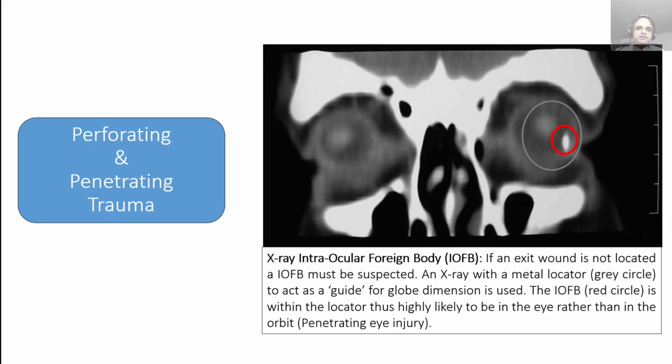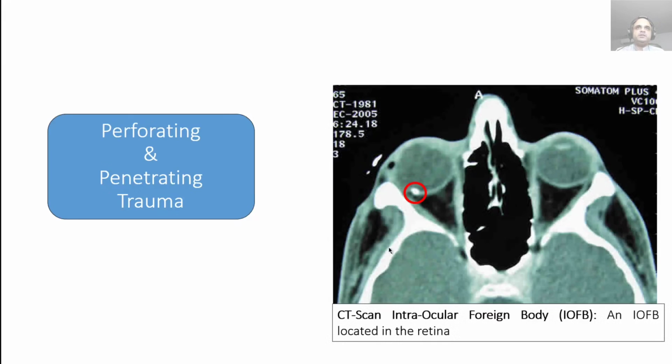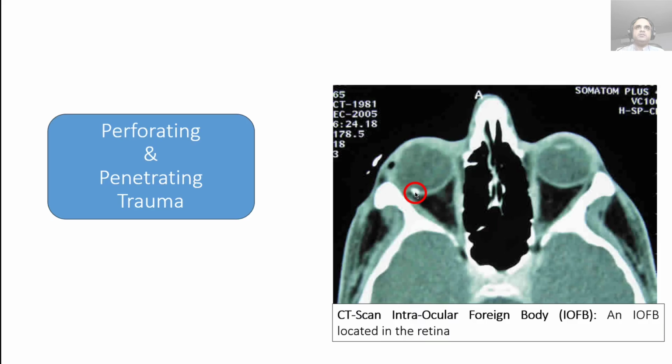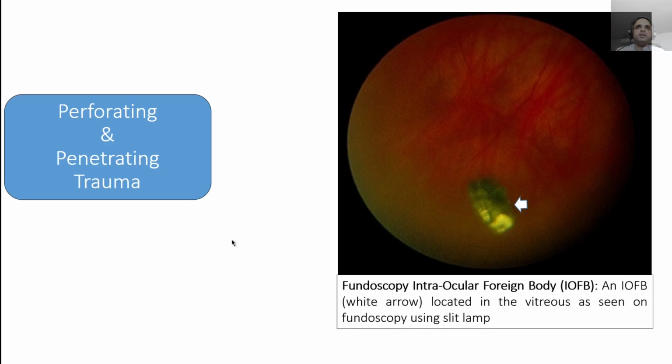A foreign body within the eye is called an intraocular foreign body, IOFB. This is a CT scan showing a foreign body that is lying in close approximation to the retina in the vitreous, and this is that foreign body right here. This foreign body right here as visualized. And it needs to be removed.